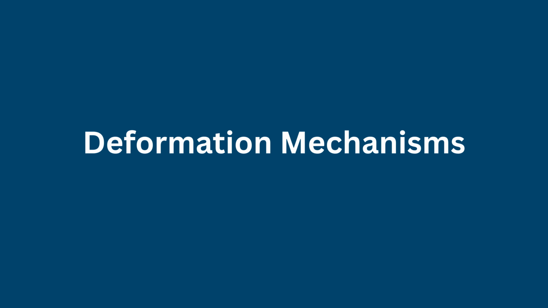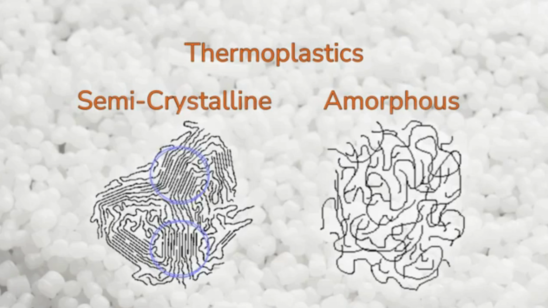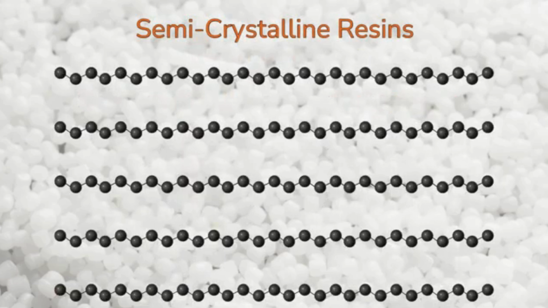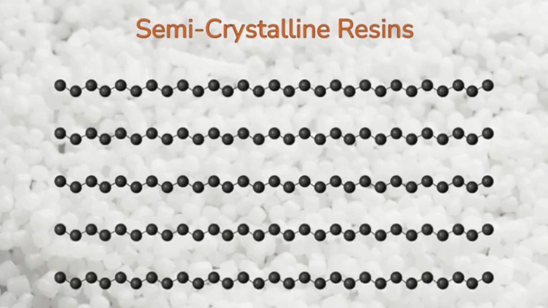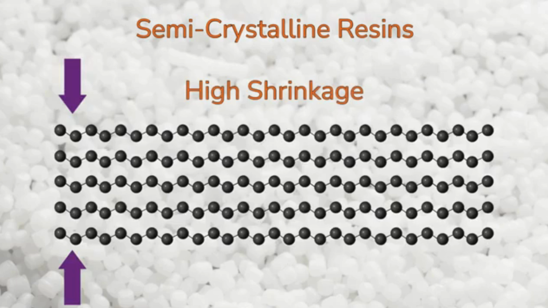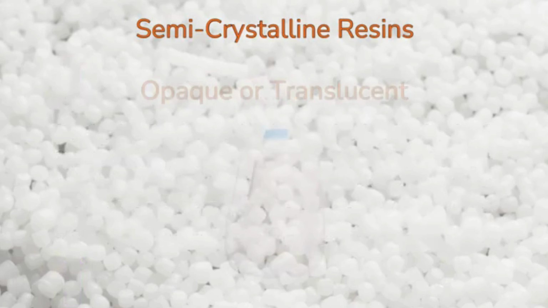Deformation mechanisms. At small strains, deformation occurs primarily through stretching and rearrangement of chains in the amorphous regions and deformation of interlamellar tie molecules. Tie molecules are polymer chains that pass through the amorphous phase and connect two or more crystallites. They are critical for transferring stress throughout the semicrystalline network.